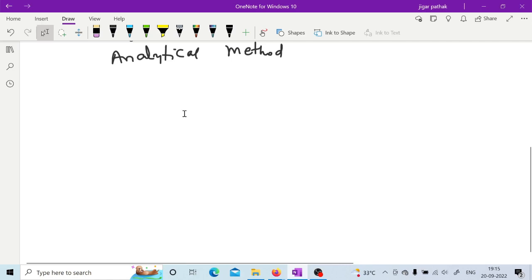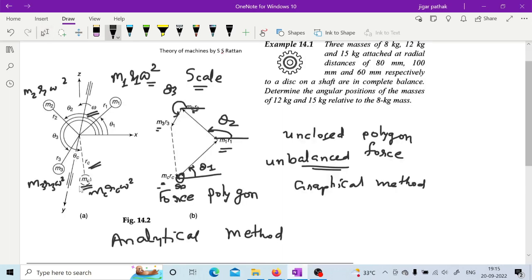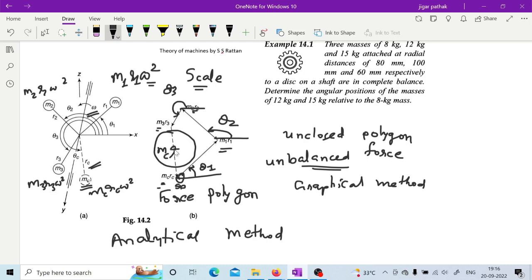Sorry, in the graphical method, how do we find the unbalanced force? That is what I have told you, no? See, here you have this m1 r1, m2 r2 and m3 r3, which represent the centrifugal force due to those unbalanced masses, right? And actually we are neglecting omega because all the masses are on the same disk and they are rotating with the same angular velocity. So if you find this unclosed polygon, you can close it, and this vector is going to have a certain magnitude, mcrc.